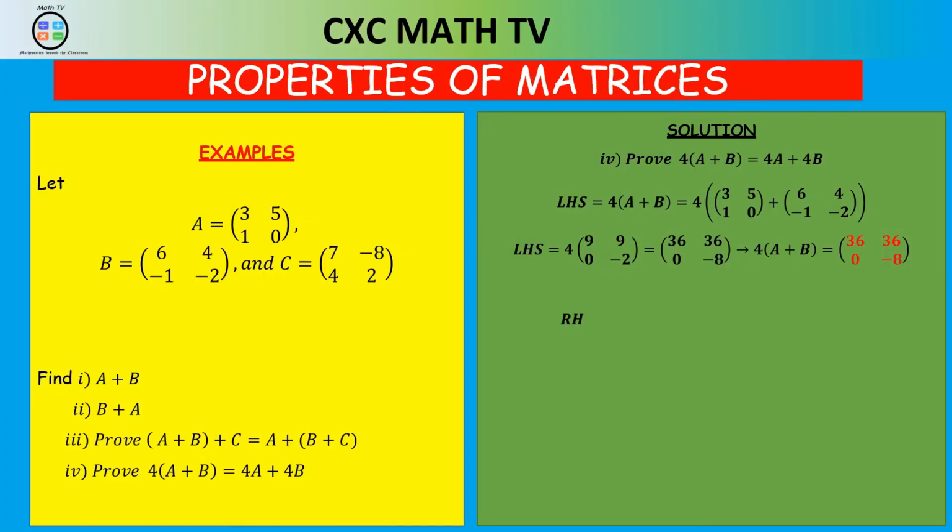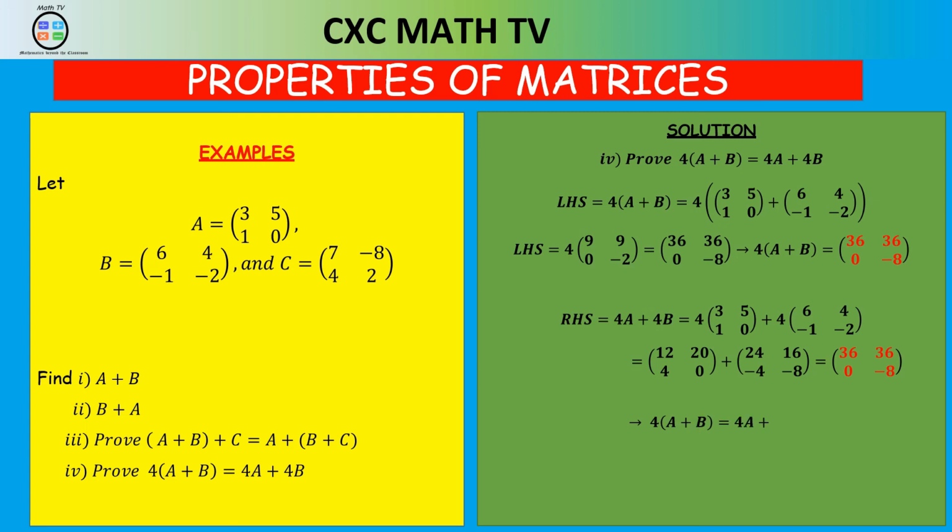Now on the right hand side, we need to work out 4A + 4B. So multiply the matrix A times 4 and then add it to matrix B times 4. Now 4 times 3, 5, 1, 0 is 12, 20, 4, 0. And 4 times 6, 4, negative 1, 2 is 24, 16, negative 4, negative 8. Now when we add them, 12 + 24 is 36, 20 + 16 is 36, 4 + negative 4 is 0, and 0 + negative 8 is negative 8. But notice that we get the same thing. So 4 times (A + B) is equal to 4A + 4B. This shows that the distributive law applies.